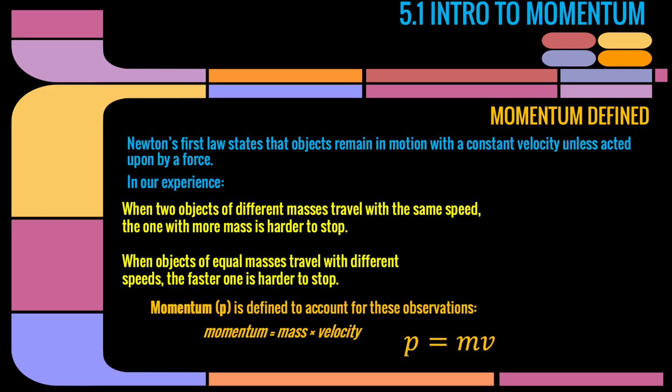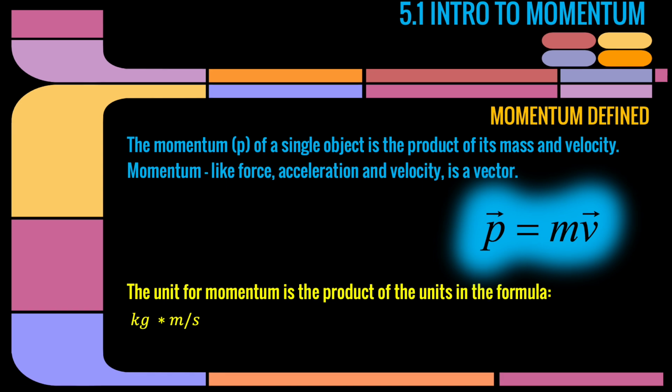So the idea of momentum, p, lowercase p, is defined to account for these observations. Momentum is mass times velocity. We use lowercase p, m for mass, and v for velocity. So the momentum of a single object is the product of its mass and velocity. Momentum, like force and acceleration and velocity, is a vector. The unit for momentum is the product of the units, so it's just kilogram meters per second. We don't have a special name for it.